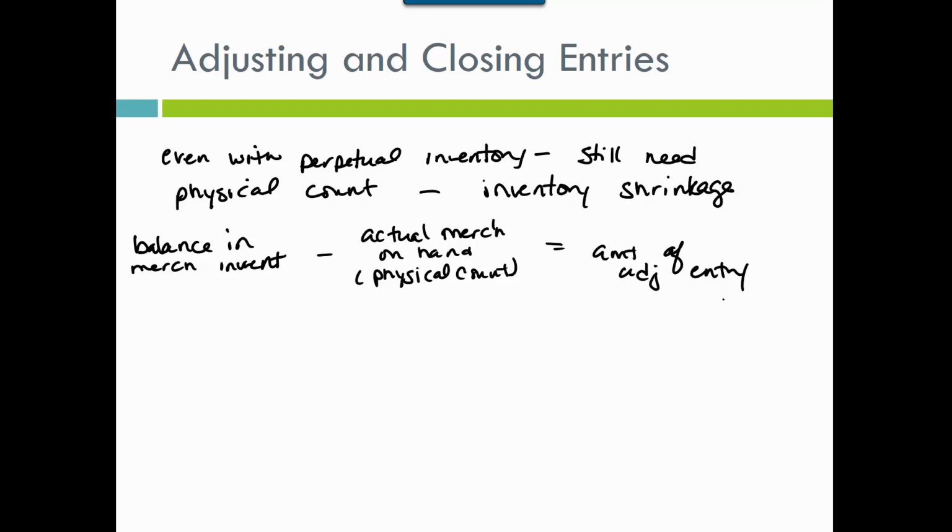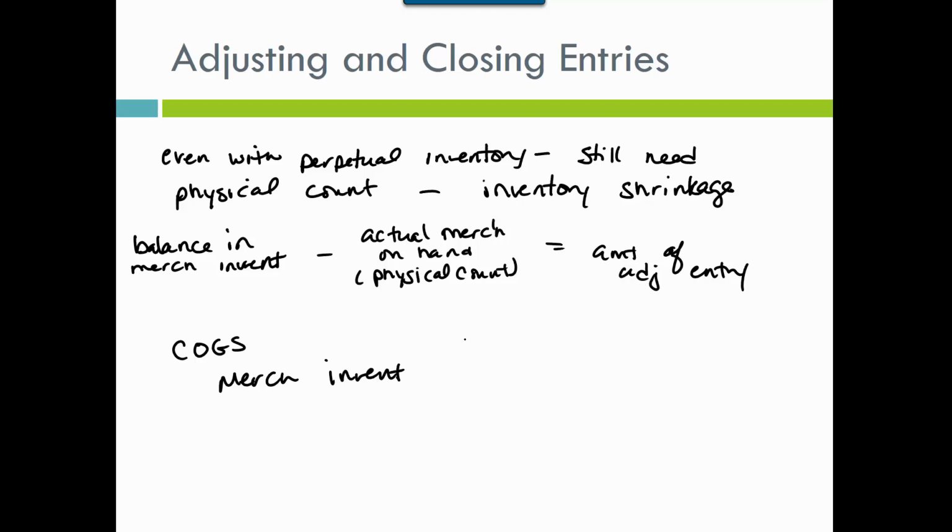So any merchandiser is going to have to do this in addition to the other adjusting entries. If you can see, this is a lot like we did with the supplies, right? We said, all right, here's what we bought, and then here's what's still here, and the difference is what went out. And so that's kind of what we're doing for the inventory shrinkage as well. The journal entry is very simple. We debit cost of goods sold and credit merchandise inventory for the amount of the difference.